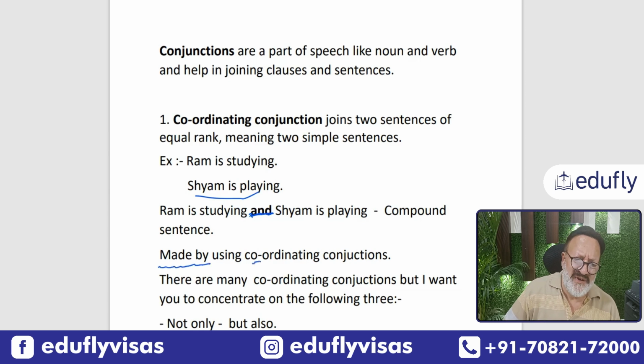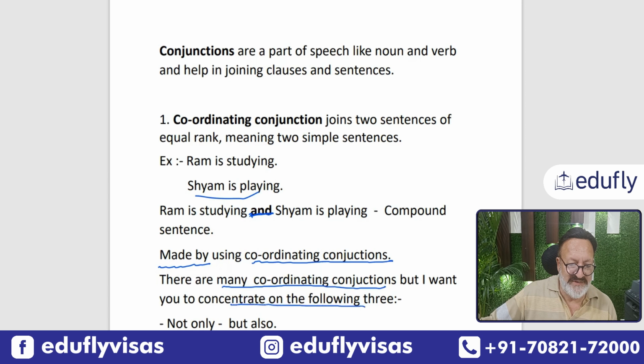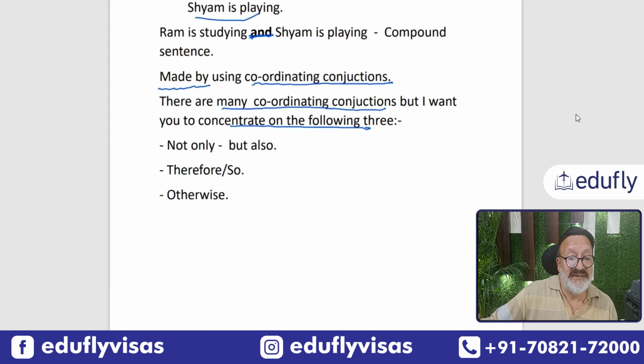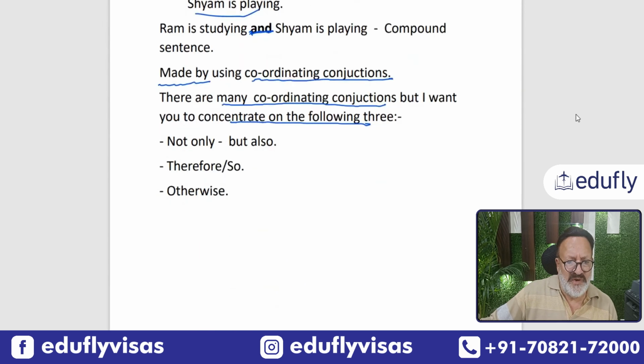You do not have to remember this for IELTS. I just want to explain how we make compound sentences. There are many coordinating conjunctions, but I want you to concentrate on the following, because you just have to write a 250-word essay. In that we have to include our passive sentences, simple ones also. If you can write two compound sentences, that is good enough. 'And' is normally used, so that will make a complex sentence in any case. So what I want you to use are not only but also, therefore, or so, and otherwise.